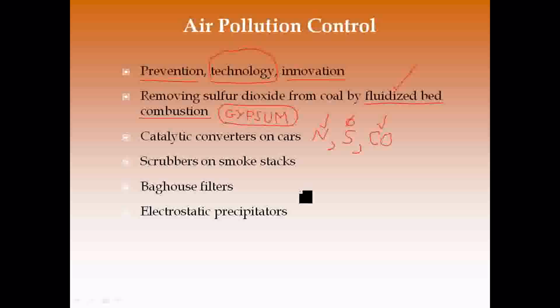In addition to that, so we've had fluidized bed combustion, we have the catalytic converters on cars, and then these three things are all about smokestacks. And the first is simply called a scrubber. I've got diagrams to show you of all that. Scrubbers, baghouse filters and electrostatic precipitators are all three things that are inside the smokestack.